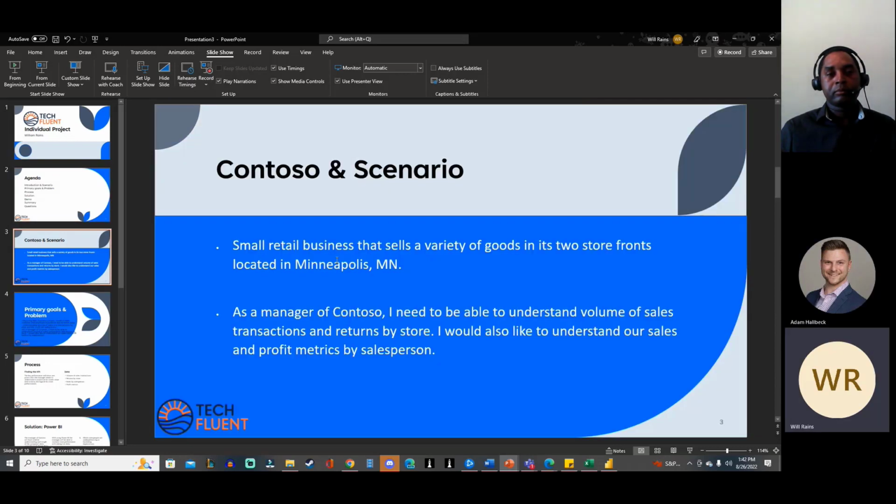So starting off, the Contoso and scenario. Contoso is a small retail business that sells a variety of goods in its 2 storefronts located in Minneapolis, Minnesota. And the scenario: as a manager of Contoso, I need to be able to understand volume of sales, transactions, and returns by store. I would also like to understand our sales and profit metrics by salesperson.